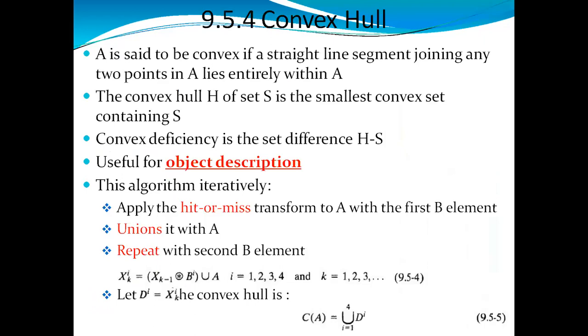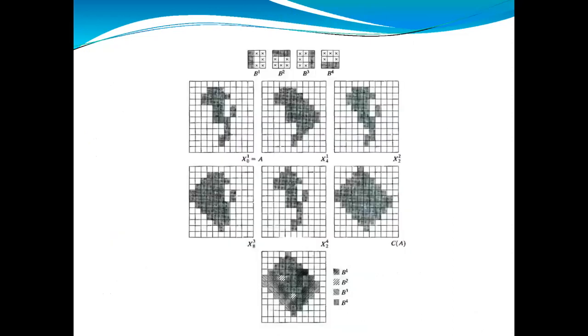The next thing is convex hull. A set A is called convex if a straight line segment joining any two points in A lies entirely within A. The convex hull H is the smallest convex set containing S. The convex deficiency is the set difference H minus S, which is useful for object description. In the algorithm, we apply the hit-or-miss transform to A with the first B element and take the union with A, and we repeat with the second B element. So this is the diagrammatic representation for the convex hull.